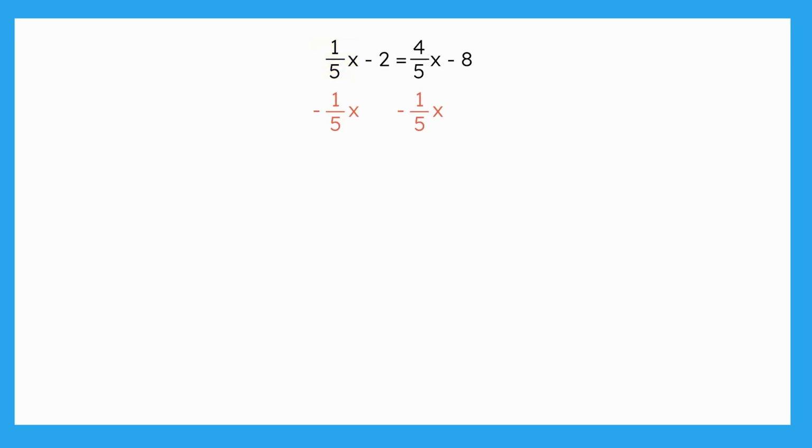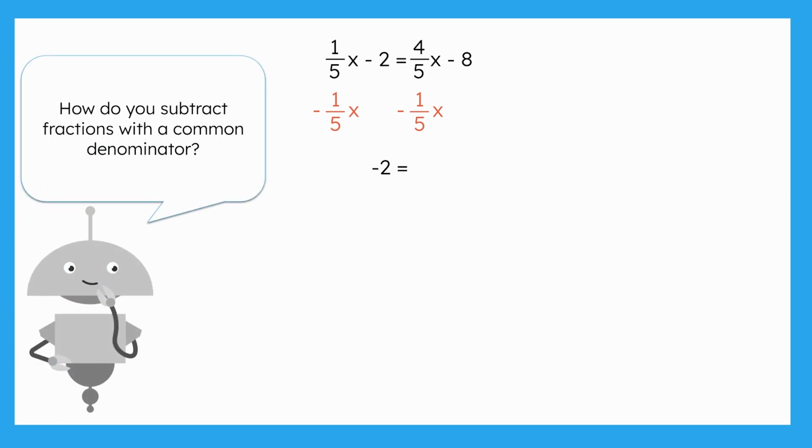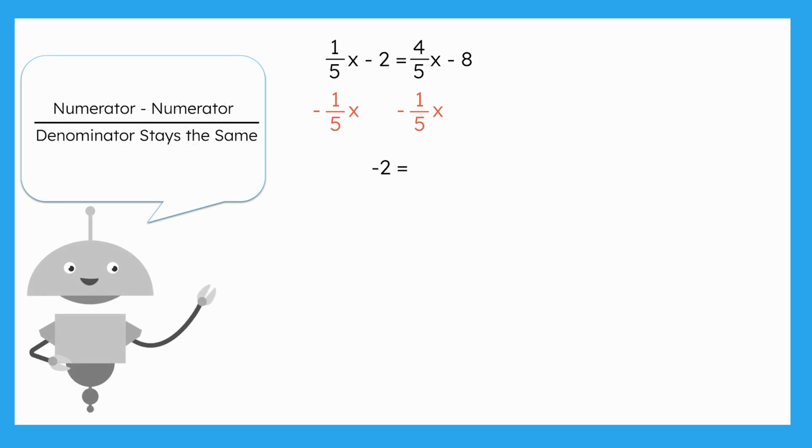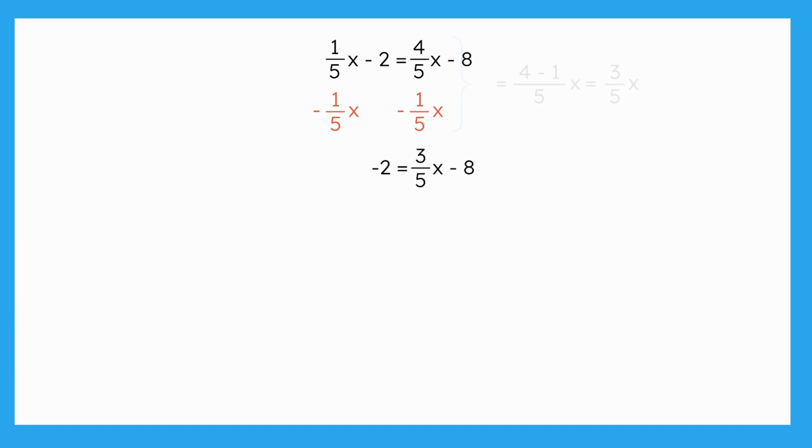When we subtract 1/5 x from 1/5 x, the 2 terms cancel, and we're left with negative 2 on the left. On the right side, we have 4/5 x minus 1/5 x. How do you subtract fractions with a common denominator? To subtract fractions with a common denominator, we subtract the numerators and the denominator stays the same. So 4/5 x minus 1/5 x will leave us with 3/5 x. Now our equation is negative 2 equals 3/5 x minus 8.